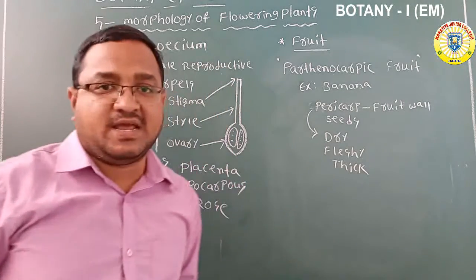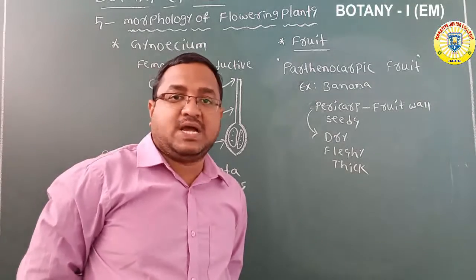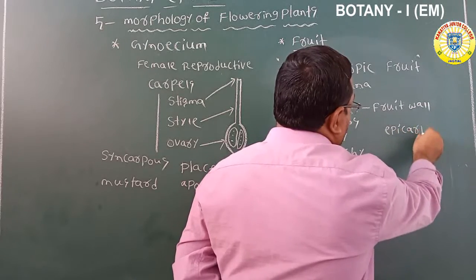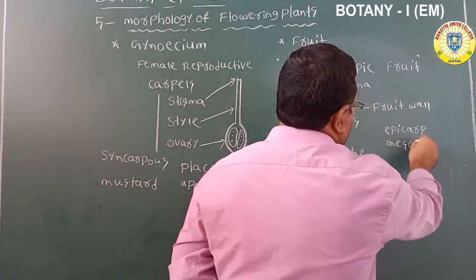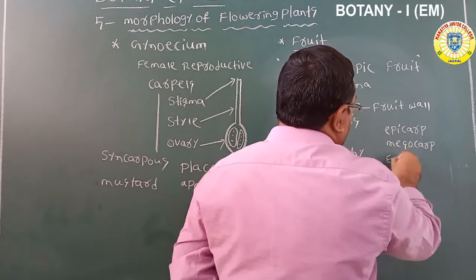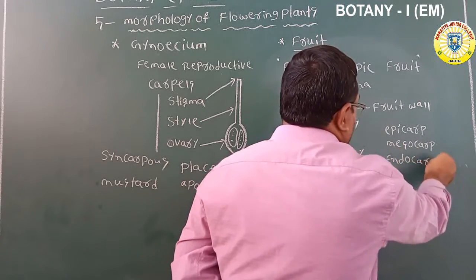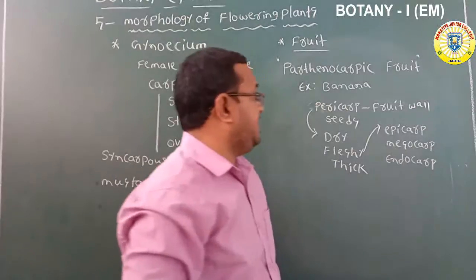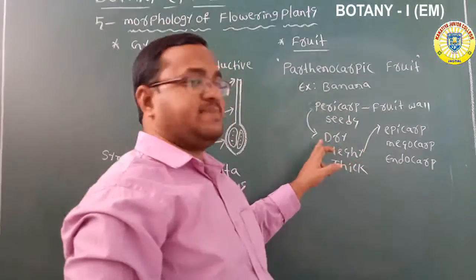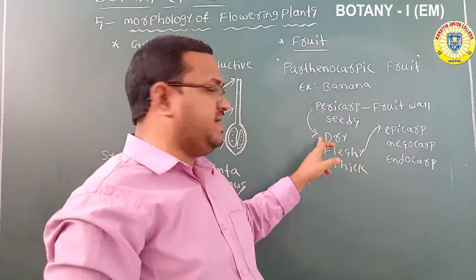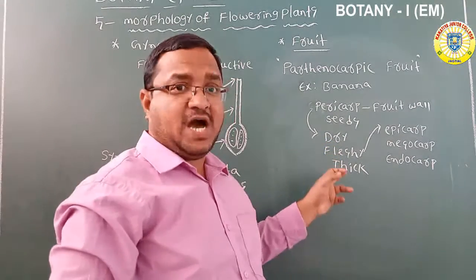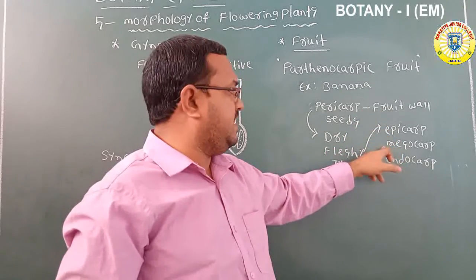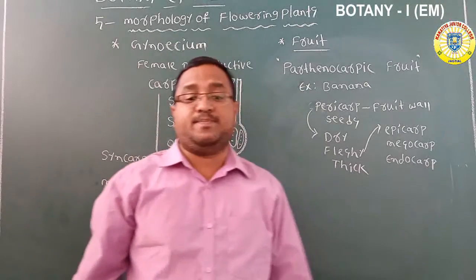One is the outer layer, that is called epicarp, then mesocarp, then endocarp. Suppose the pericarp is fleshy. Pericarp means what? Fruit wall. Sometimes the pericarp in some fruits may be dry or fleshy, meaning thick. If the pericarp is fleshy, it has 3 layers: outer layer, epicarp; middle layer, mesocarp; inner layer, endocarp.